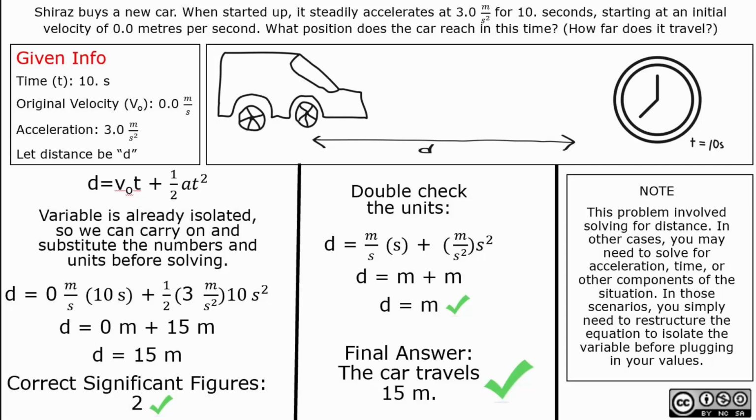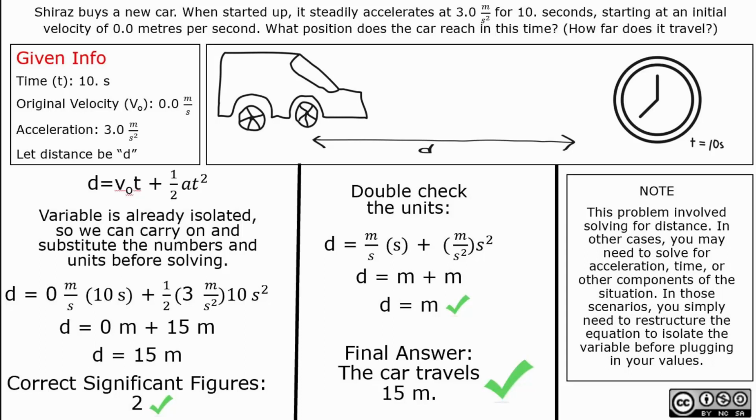And we're going to leave it as 15 because we are using two significant figures, as all the values provided are in two significant figures at least. Now we're going to double check the units. So basically we're going to take the same equation we were using, except get rid of all the numbers and keep only the units. And as we can see here, it results in distance equals meters. So distance is measured in meters. So then we know the units are correct. So as for our final answer, the car travels 15 meters. That's the distance. And that's essentially the position the car reaches in 10 seconds.